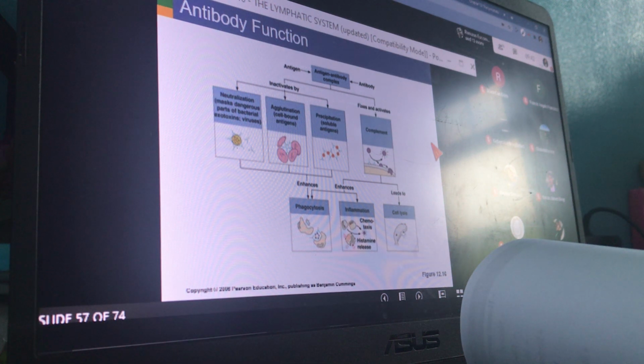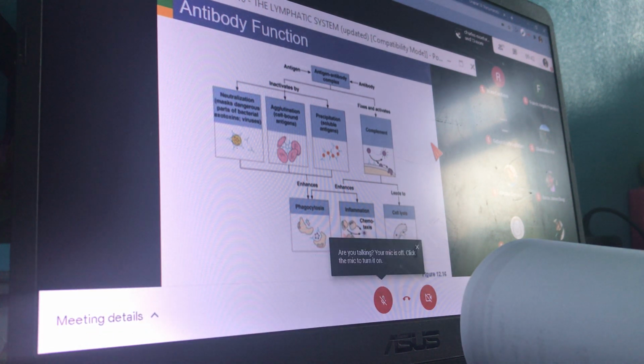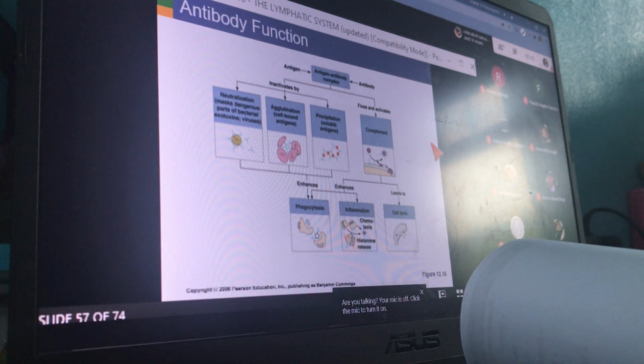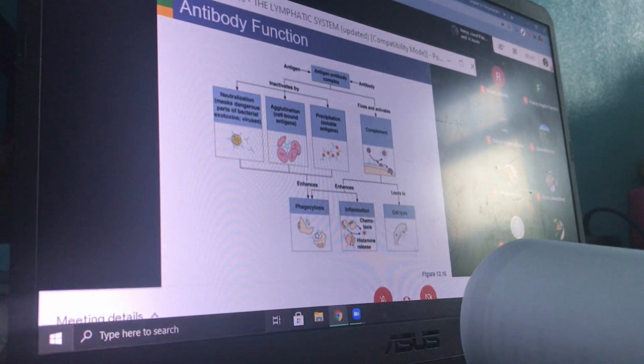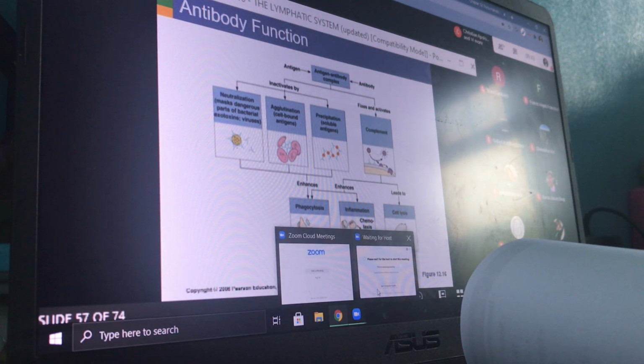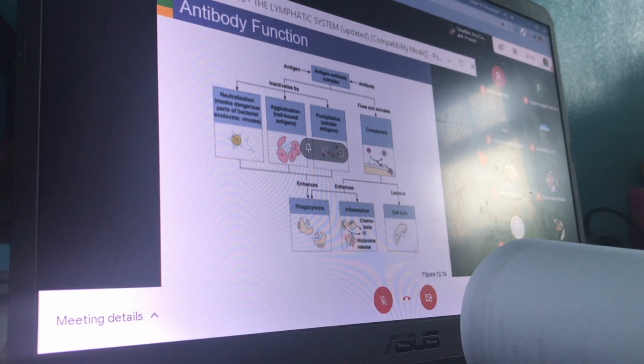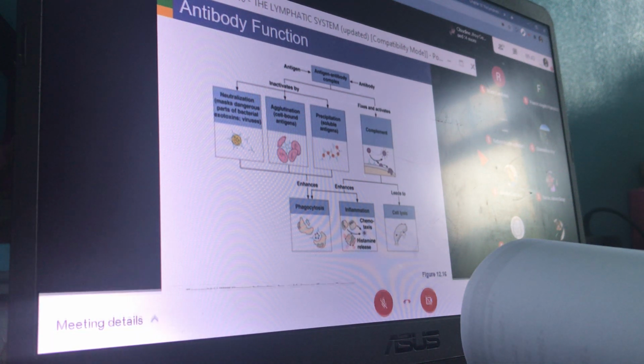kung titingnan niyo yung appearance ng inflammation, you might think na negative siya, but the end goal of inflammation is for the elimination of the foreign invader as well as for the healing of the tissue. However, if the foreign invader persists, if hindi siya nakatay, inflammation might be bad for the body. So you have 4 cardinal signs for inflammation. You have your rubor, calor, tumor, and dolor.